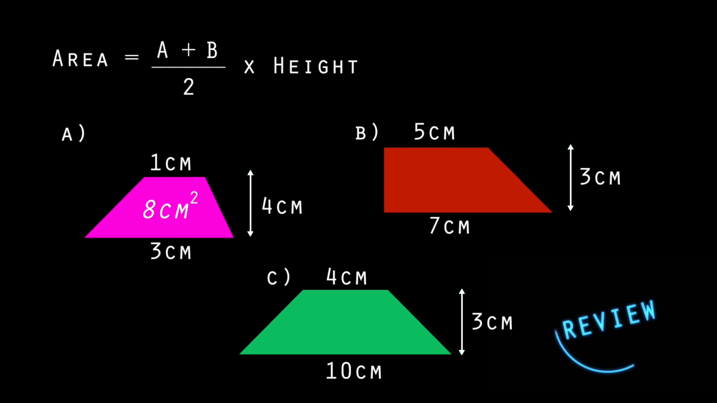The second shape, B, has A and B values of 5 and 7. We add them to make 12, halve it to make 6, and multiply this by the height to get 18 centimeters squared. Finally, in shape C, we have 4 and 10, which gives us 14. Half of this is 7, and then multiply this by the height of 3 centimeters to get 21 centimeters squared.